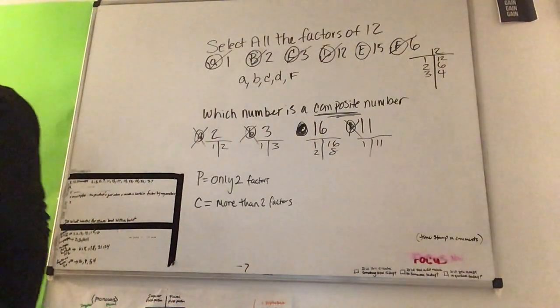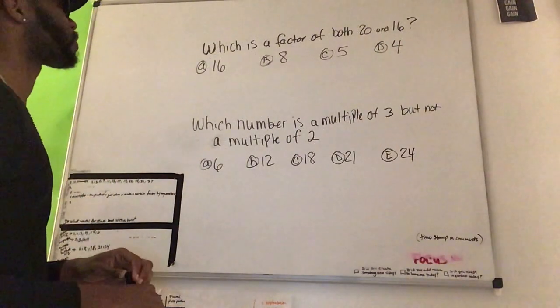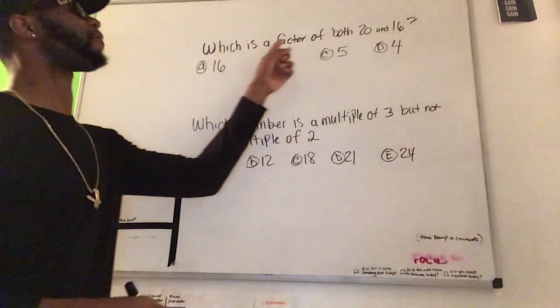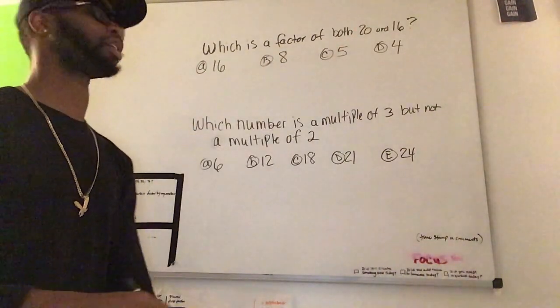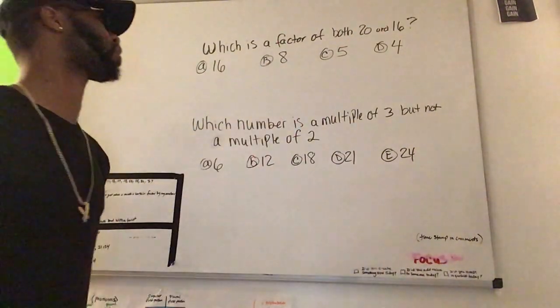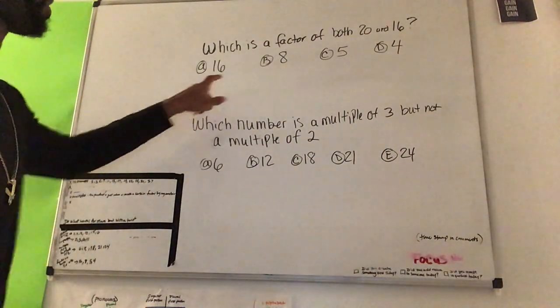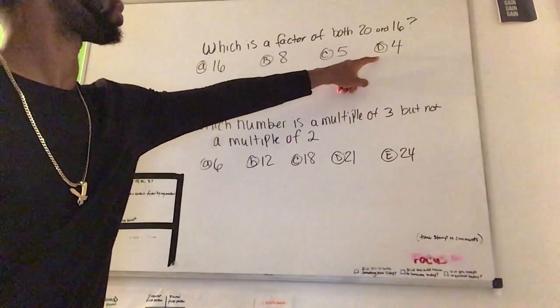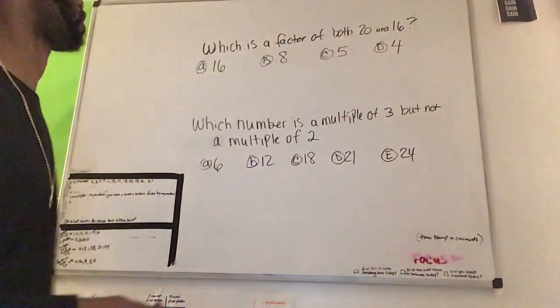Take some time to pause and get that in your brain. Last 2 questions. It says, which is a factor of both 20 and 16? I'm looking for a factor of both of those numbers. So out of these answer choices, which of these numbers are a factor of both of these numbers?